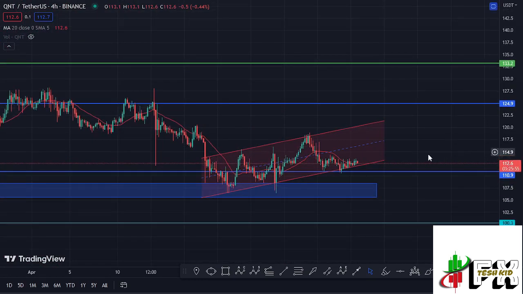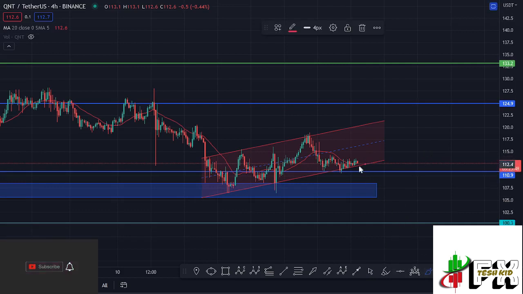Quant price prediction update: at the time of this recording we are holding above the 20-day MA here on the 4-hour chart. We are also holding above a key area of support at around the $110.9 mark, which is now acting as support for us to continue gearing up.